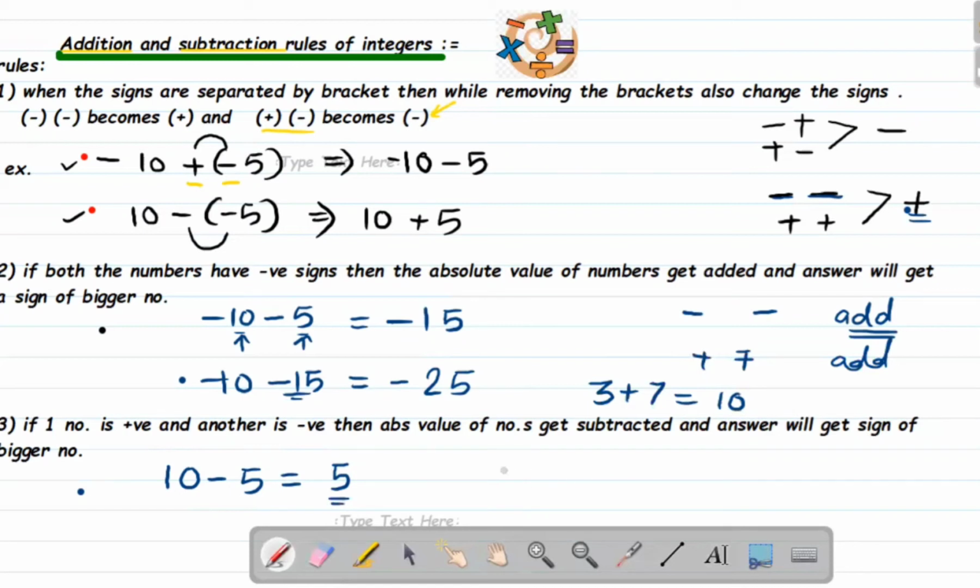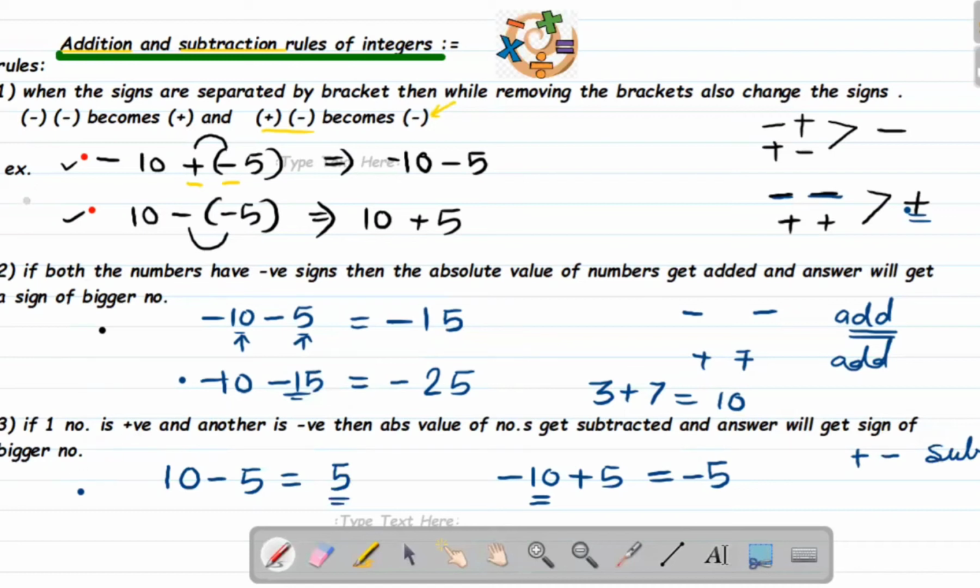But instead of this, if my question had been minus 10 plus 5, meaning one is negative, one is positive, then plus and minus get subtracted. So the subtraction of 10 and 5 will take place, that is nothing but 5, and 10 is my bigger number, so the sign of the bigger number will go to the answer, and that is nothing but minus 5.